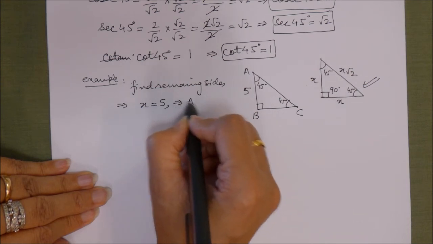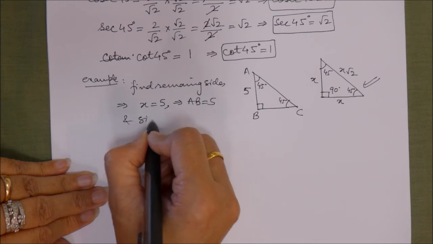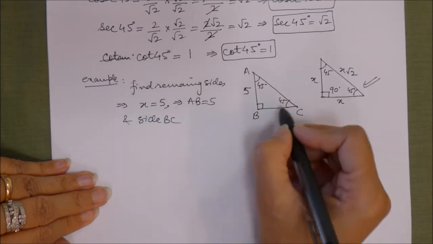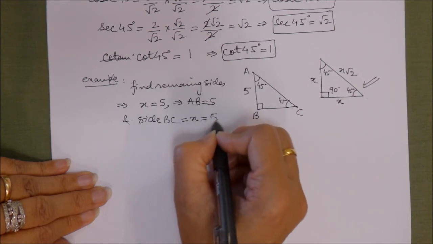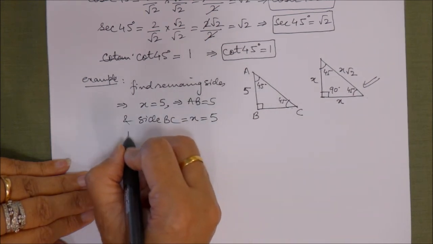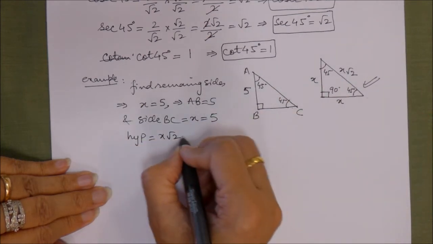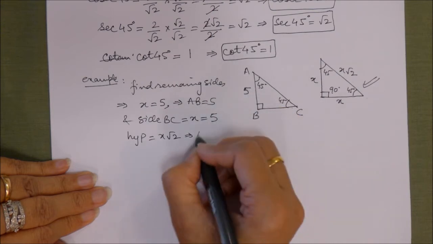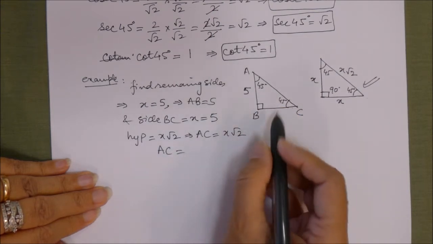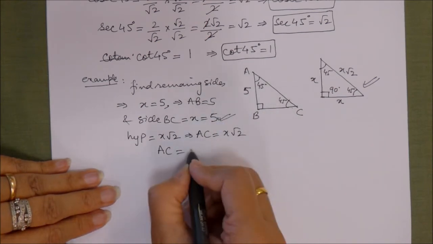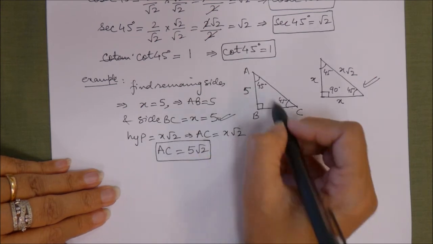That means the side AB is 5, side BC, we are comparing with this one. So BC is x, that means BC is also 5. And the hypotenuse is x under root 2. That means the hypotenuse here is AC. So AC is x under root 2. That means AC, where x we have written is 5, is 5 square root 2. So we can find the sides.